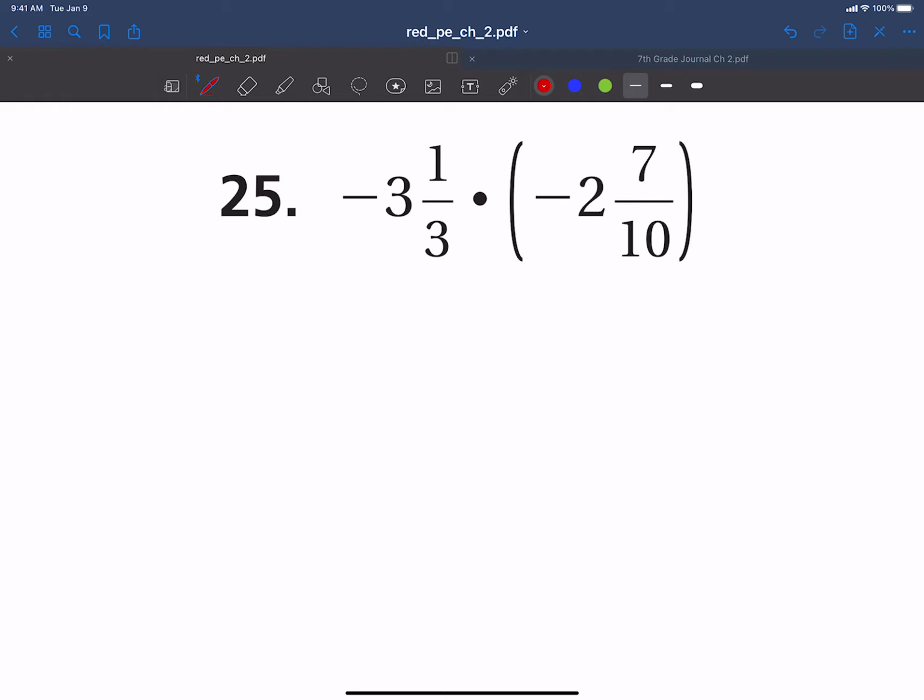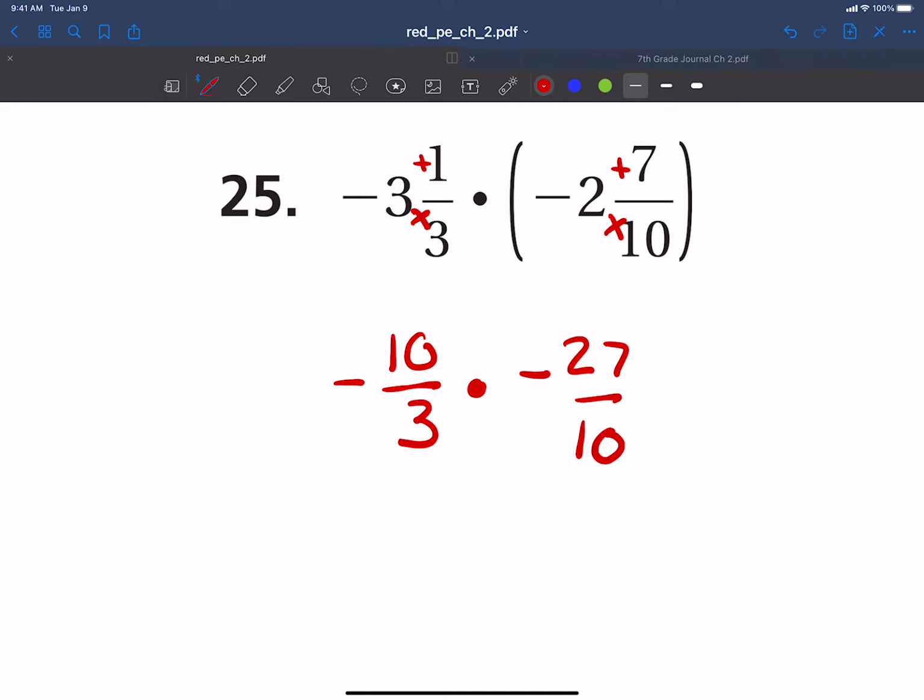So here's what we have to do. You cannot get around it. You have to do this. Ready? To multiply mixed numbers, turn them into improper fractions first. You have to do it. Times plus. What's 3 times 3? 9. Plus 1 more? 10 thirds. Keep the negative, right? What's 2 times 10? 20. Plus 7? Keep the negative.